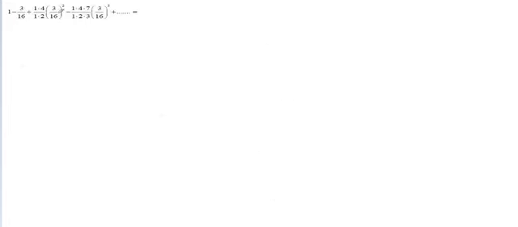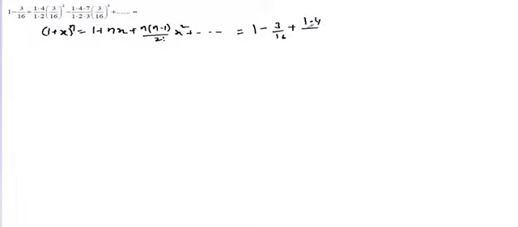Next question. This question is from binomial theorem. 1 minus 3 by 16 plus 1 into 4 by 1 into 2 into 3 by 16 whole square minus 1 into 4 into 7 by 1 into 2 into 3 into 3 by 16 whole cube up to infinity. So we know that the expansion of 1 plus x whole to the power of n is equal to 1 plus nx plus n into n minus 1 by 2 factorial into x square plus up to infinity. This is equal to the given series: 1 minus 3 by 16 plus 1 into 4 by 1 into 2 into 3 by 16 whole square plus up to infinity.